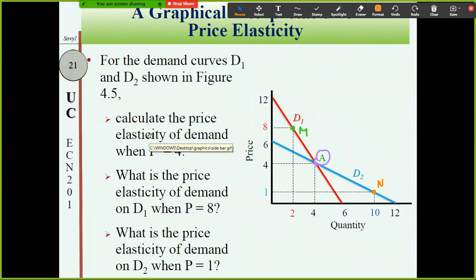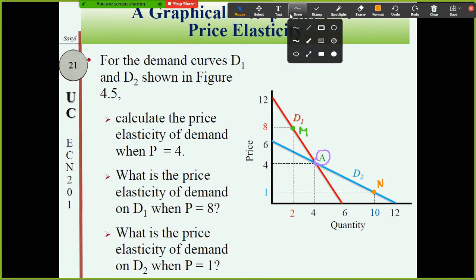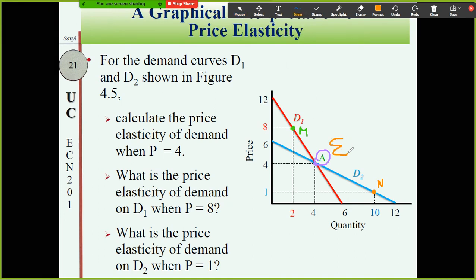You have 1 question, 2 questions, 3 questions. So total 3 questions for you to find price elasticity. That means you need to find epsilon. Based on my explanation I put A, but you can put C, D, E, it depends on you. But don't put D, because if you put D you will confuse with this one. You can put C, B, but I put M, N. So this is for you to practice.